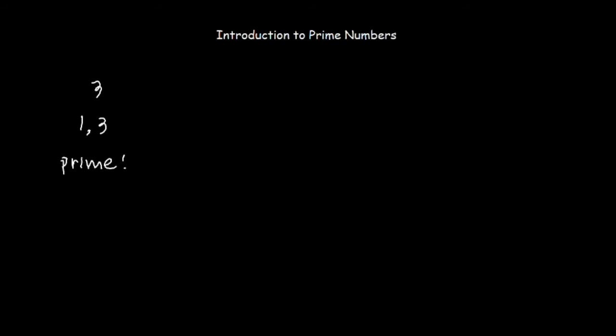But let me give you another example. Let's start looking at some composite numbers. For example, let's look at the number 4. We can automatically write down 1 and 4 as the factors. But is there more? Yes, we have 2, because we know that 2 times 2 gives us 4. So in this case, since 4 has more factors other than itself and the number 1, we can say that this number is a composite number.